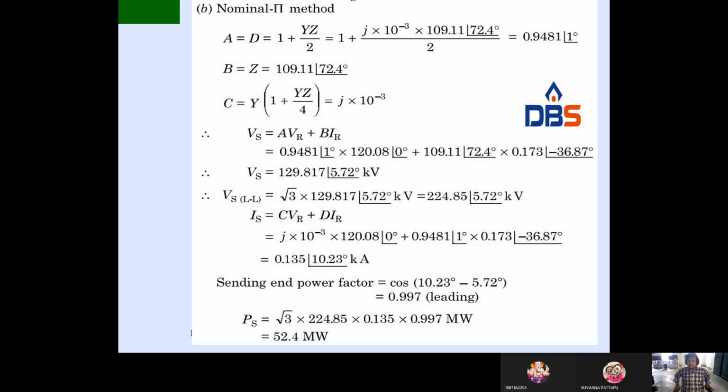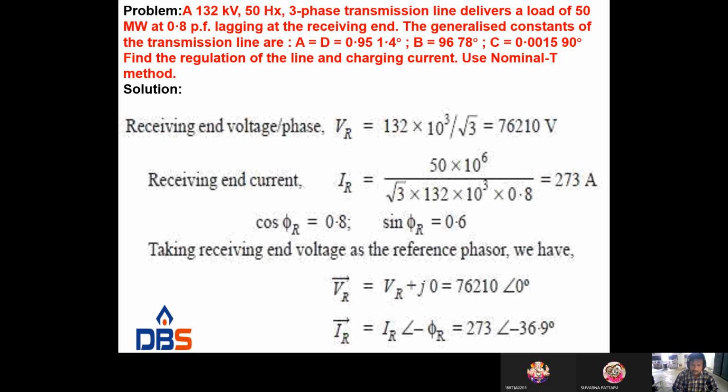Sending end power factor is nothing but 10.23 minus 5.72. And sending end power is equal to root 3 VL Is cos φ. We are getting 52.4 megawatt. Like that, we have to determine the problems. This is another problem.